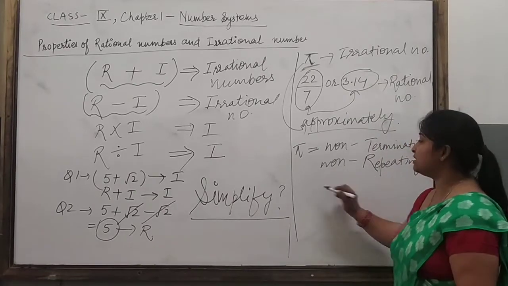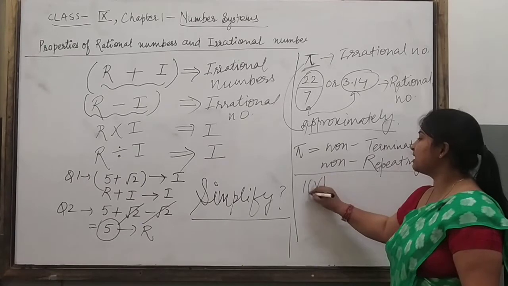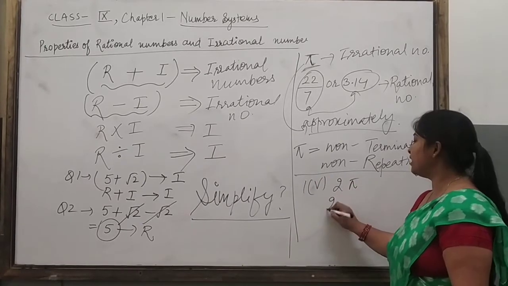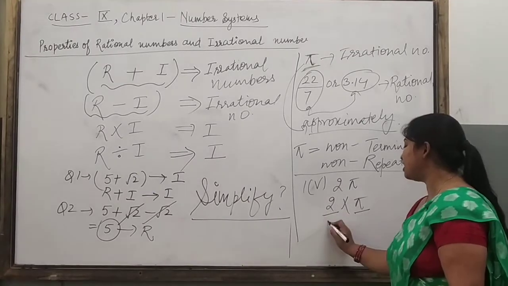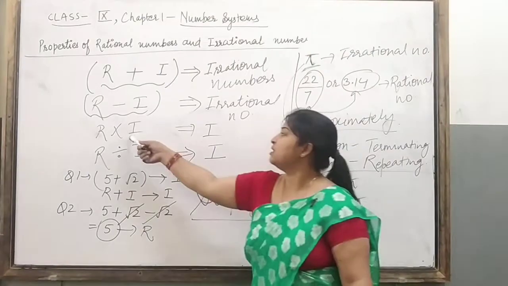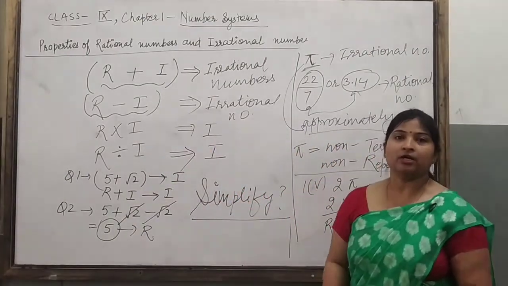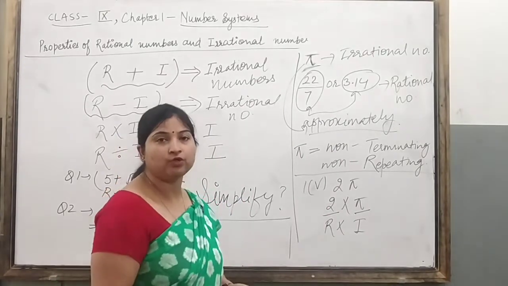Beta, after this, in the first question, fifth part, they are asking about 2 pi. You know that 2 pi can be written as 2 into pi. 2 is a rational number and pi is an irrational number. Rational multiplied by irrational, you can see what it is. It is an irrational number. The same applies to all parts of question number first, which you can do yourself from the book.